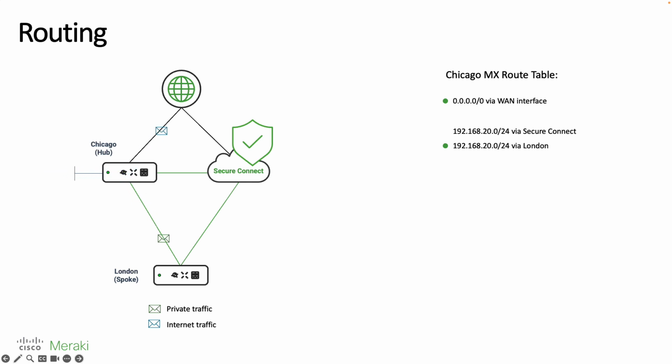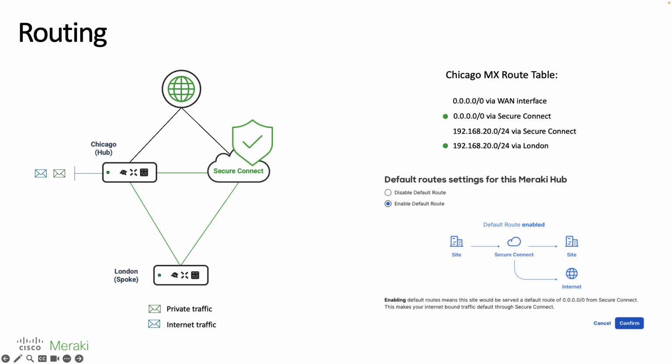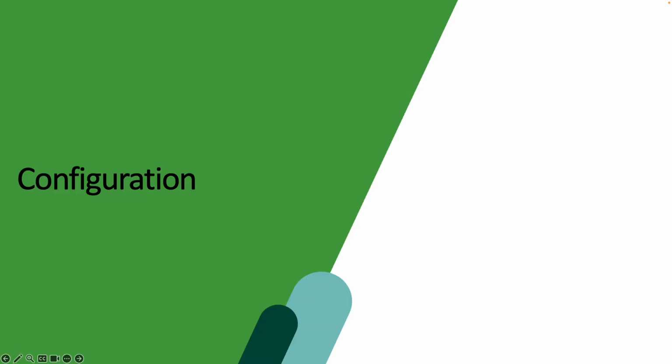Currently, for any internet bound traffic, this is breaking directly out of the WAN interface of the Chicago hub, and any private traffic will take its respective tunnel directly to the site that it's trying to communicate with. In the case of getting internet bound traffic passed through Secure Connect so we can start to leverage those cloud security services, I need to enable the default route option within the configuration so that a route is installed to point all internet bound traffic towards Secure Connect. Let's take a look and see what this looks like in the configuration.